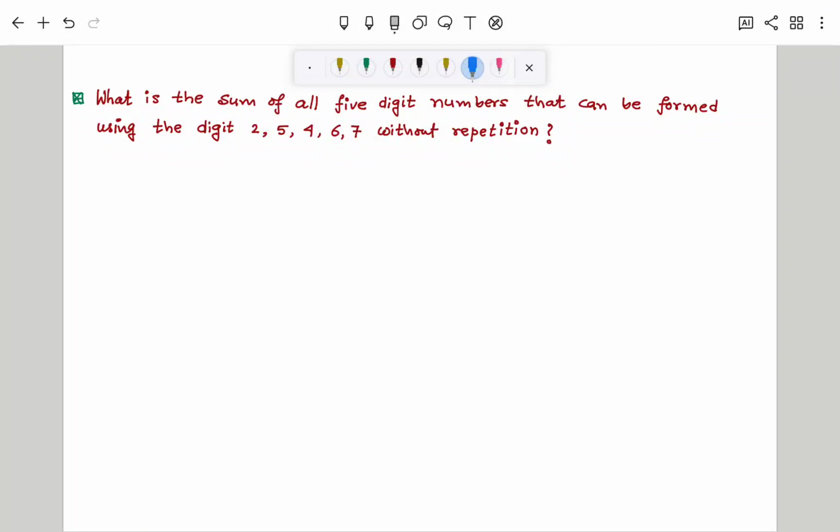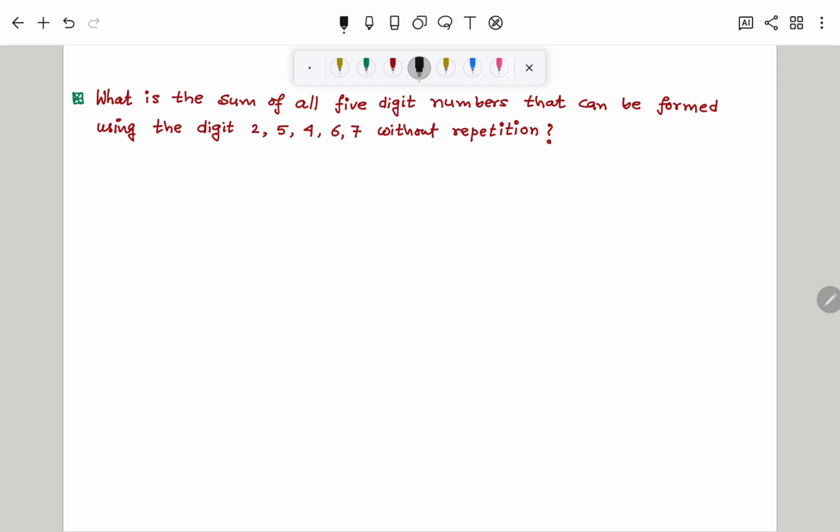Today we see a very beautiful problem. The problem is: what is the sum of all 5 digit numbers that can be formed using the digits 2, 5, 4, 6, 7 without repetition?